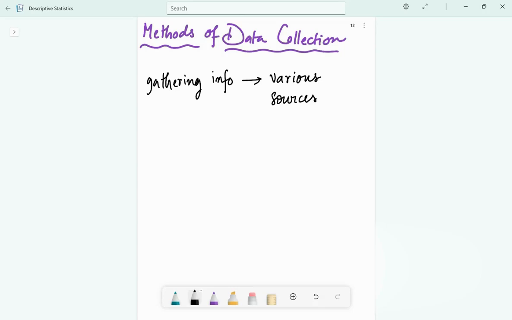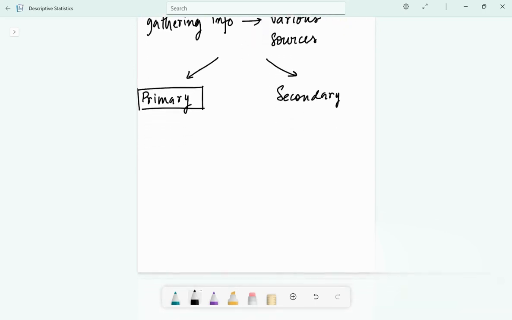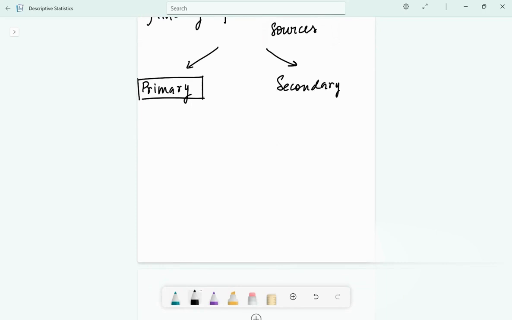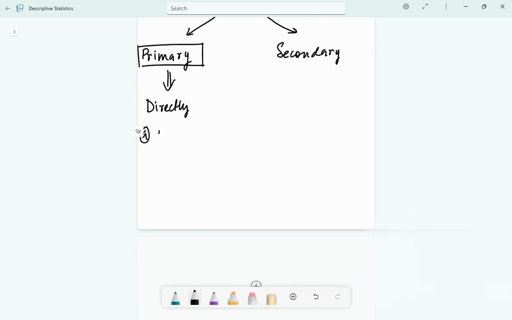The methods of data collection can be broadly classified into two categories. First is primary data collection, and the next is very obvious, which is secondary data collection. Today, we're going to study primary data collection. What is primary data collection? This involves collecting data from the source directly. Now we will study the observation method of primary data collection.